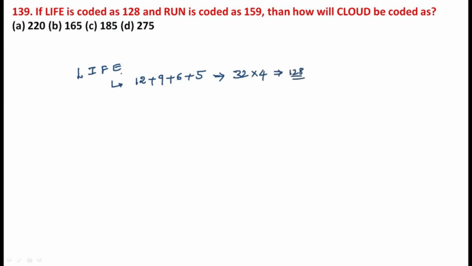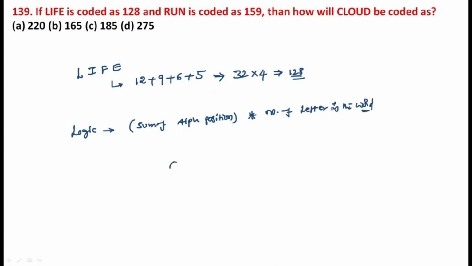Why are you multiplying by 4? Here is the logic, guys. The sum of alphabetical positions is multiplied by the number of letters in the word. That's the logic, guys. Now you need to find the answer for cloud.